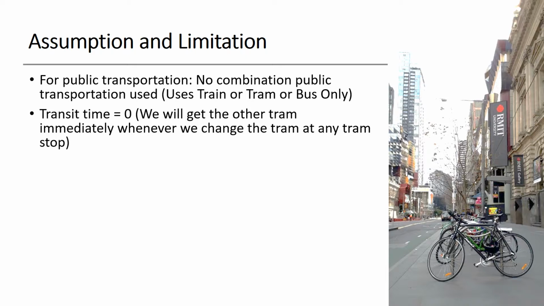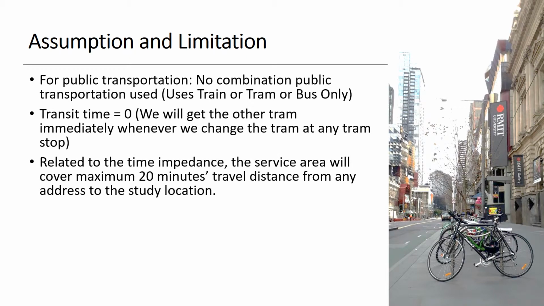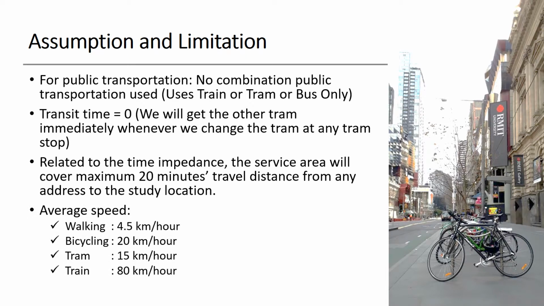Third, related to the time impedance, the service area will cover a maximum of 20 minutes from any address to the study location. Then the last assumption is, in this project, I used the average speed to get the travel time by walking about 4.5 km per hour, bicycling 20 km per hour, tram 15 km per hour, and train 80 km per hour.